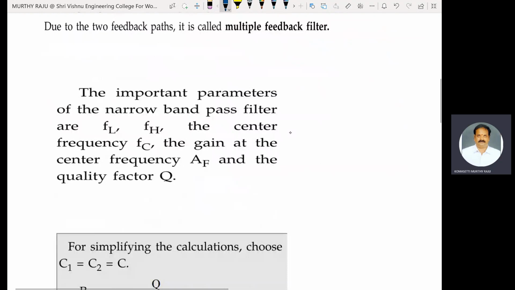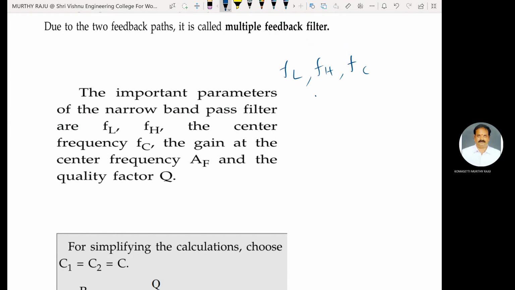The important parameters of the narrow band pass filter are FL, FH, center frequency FC, the gain at the center frequency AF, and the quality factor Q. These are some important parameters related to the narrow band pass filter. Later we will see them in the derivations.